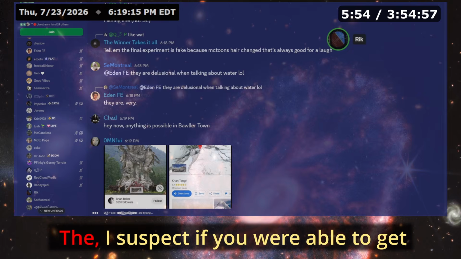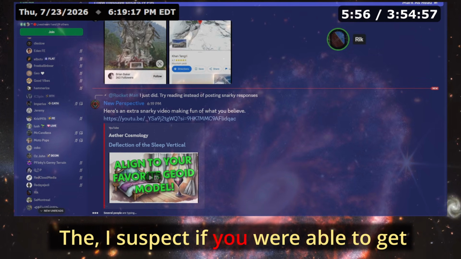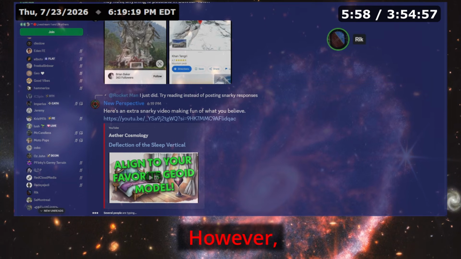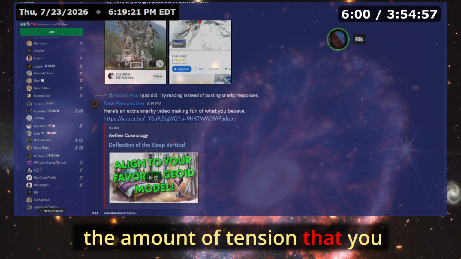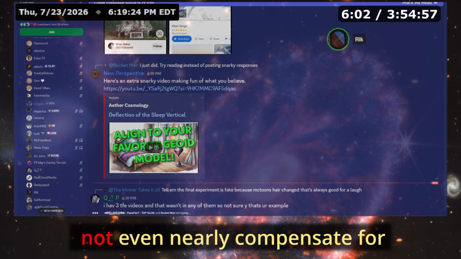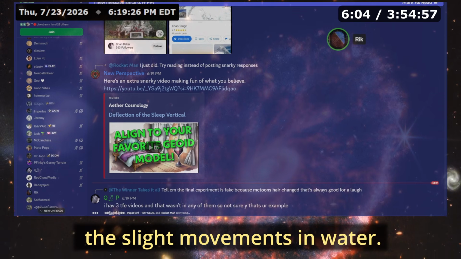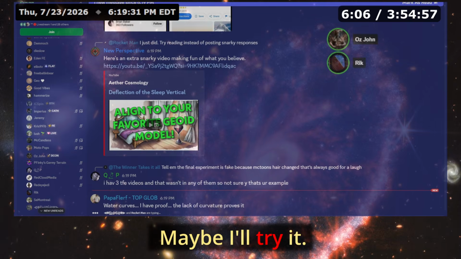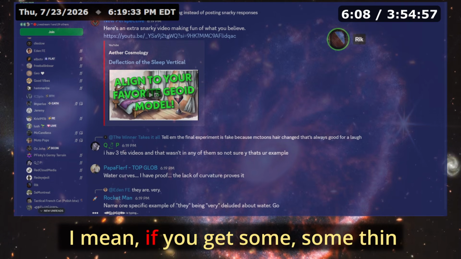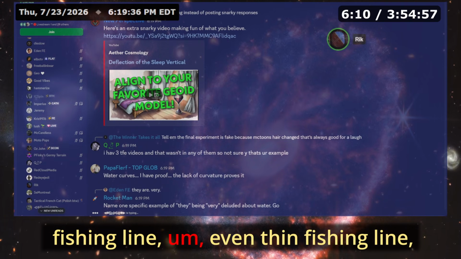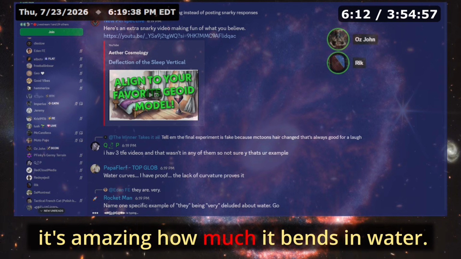Yeah. I suspect if you were able to get enough tension on it, yes. However, the amount of tension that you could generate on that line would not even nearly compensate for the slight movements in water. Maybe I'll try it. You should try it. I mean, even thin fishing line, it's amazing how much it bends in water.